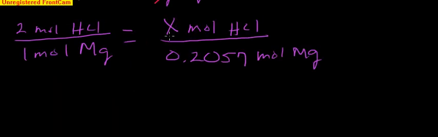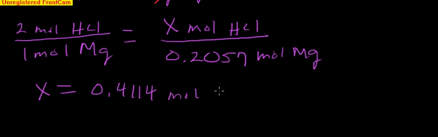Let's scroll back down. To solve this, I'll just cross multiply. X times 1 gives me X, and 2 times 0.2057 gives me 0.4114, and the units on that is moles of HCl. So what this number means is that I need 0.4114 moles of HCl.